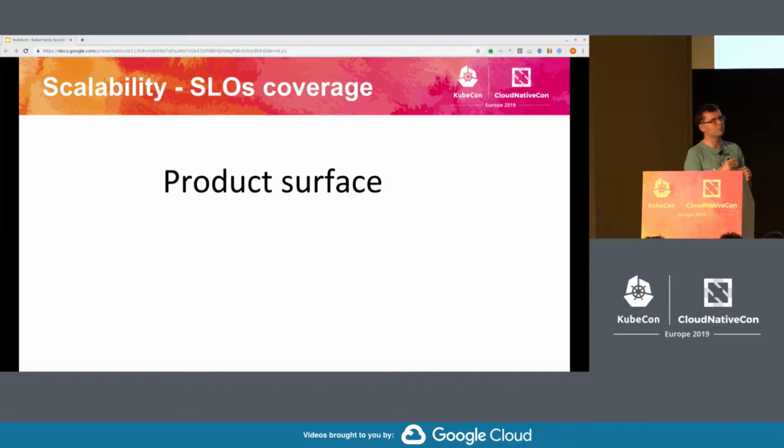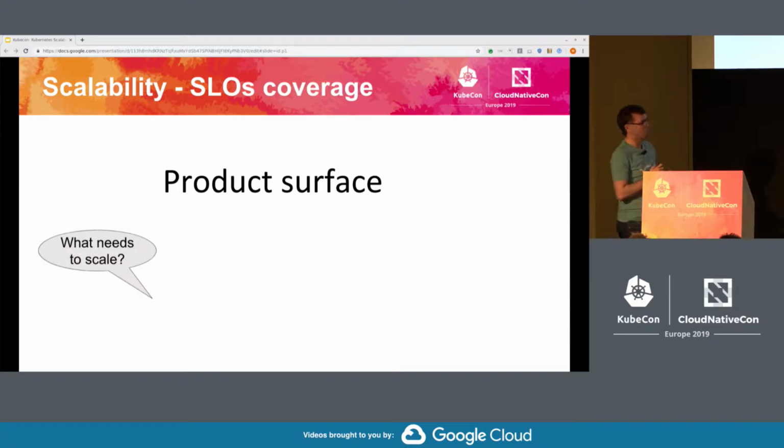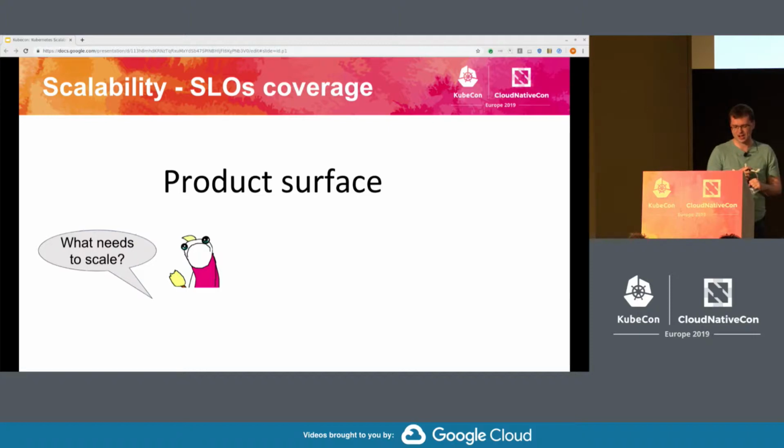Having a product surface is very important for two reasons. One is quite obvious. It lets us have a clear set of things that we believe should be somewhat covered with the SLIs and SLOs. But there is also a second thing that is very important, which is that it completely changes the way we can talk to our users now. Instead of asking a question like, what needs to scale? What do you want to scale? Which users don't really know answers for, and they cannot really answer it.